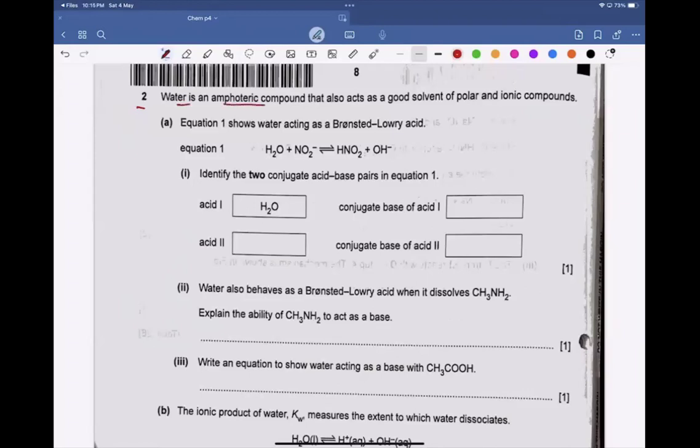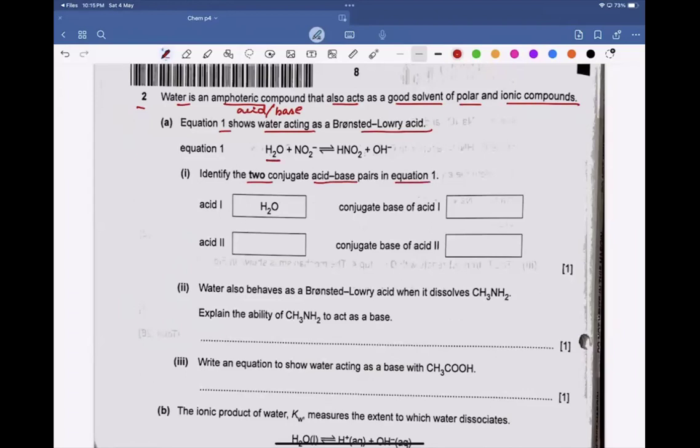Water is an amphoteric compound that acts as a good solvent of polar and ionic compounds. Amphoteric means it can act as an acid and a base as well. The question will show water acting as a Brønsted-Lowry acid. Identify 2 conjugate acid-base pairs in equation 1.